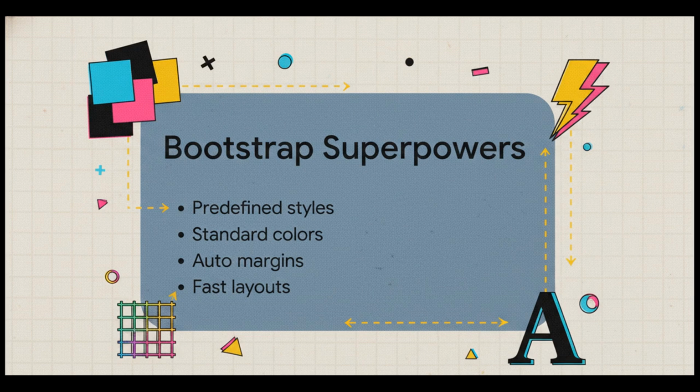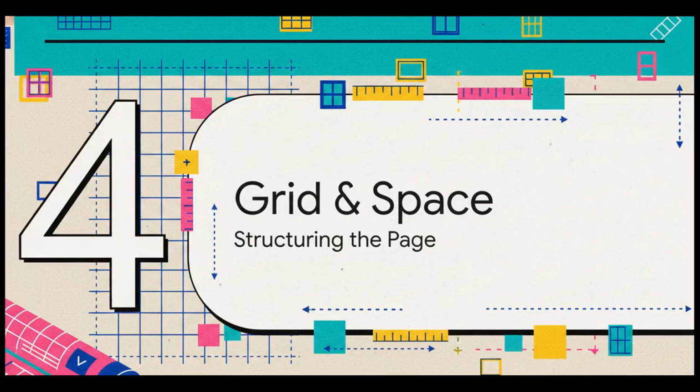It even throws in built-in alignment and layout tools. You completely eliminate the guesswork of trying to figure out which exact hex code looks best for a success message, because Bootstrap has already figured it out for you. Which brings us to Section 4, Grid System and Space, Structuring the Page.